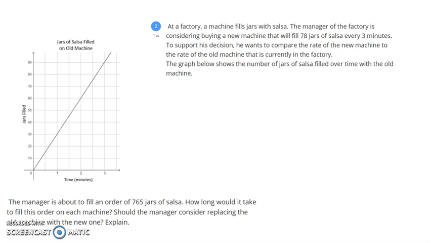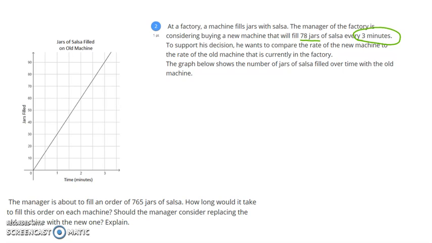At a factory, a machine fills jars with salsa. The manager of the factory is considering buying a new machine that fills 78 jars of salsa every 3 minutes. To support his decision, he wants to compare the rate of change of the new machine to the old machine. The graph below shows the number of jars of salsa filled over time with the old machine.